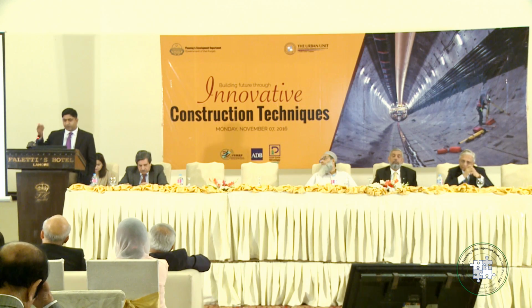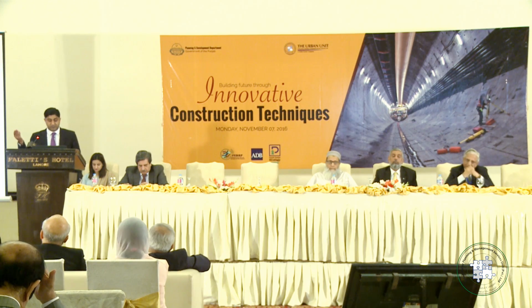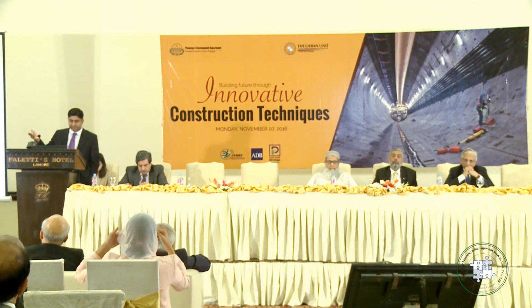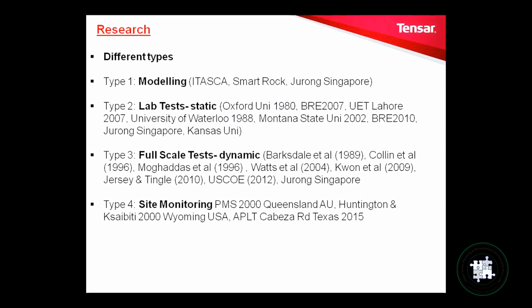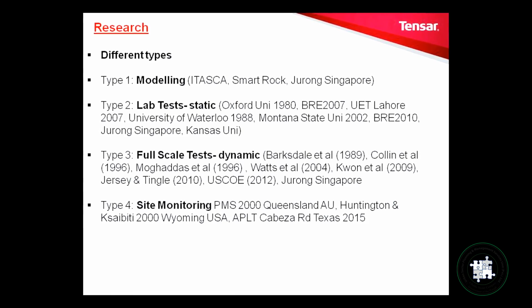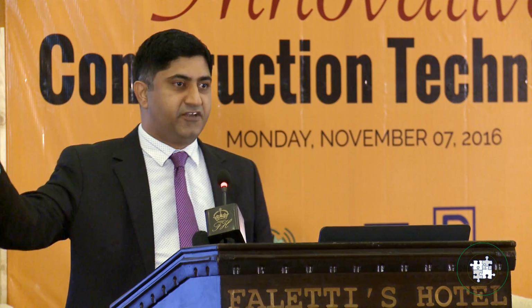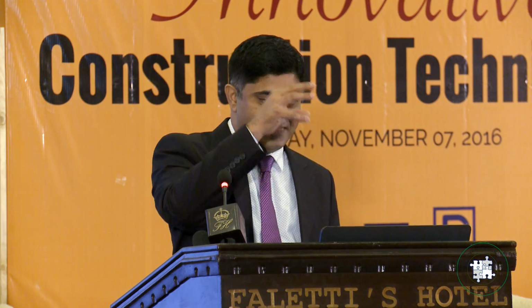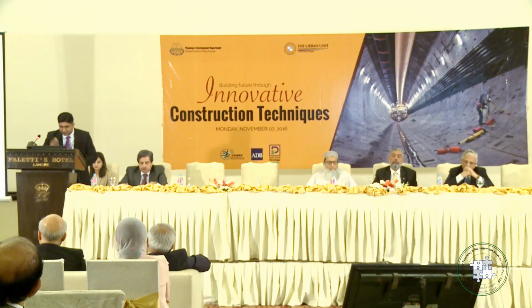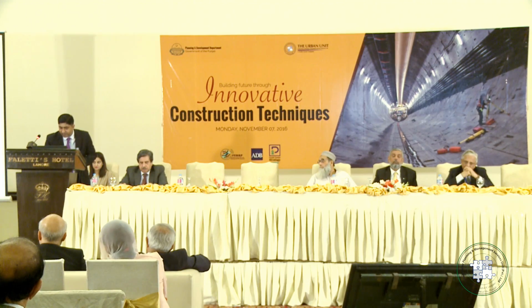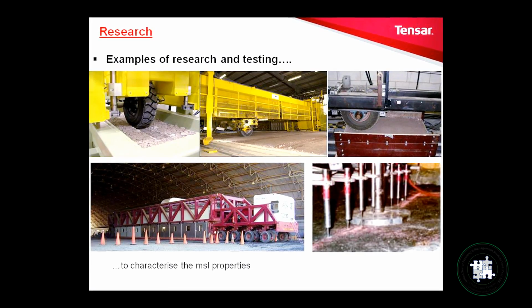So different types of research are carried out: modeling, lab test, static load, dynamic plate load test, wheel load test, full scale test. We have carried out all these kinds of testing, and on top of this testing, there is a site validation to confirm the original assumptions, whether the original testing in the lab is realistic on the ground as well. These are photographs of some of the facilities around the world.